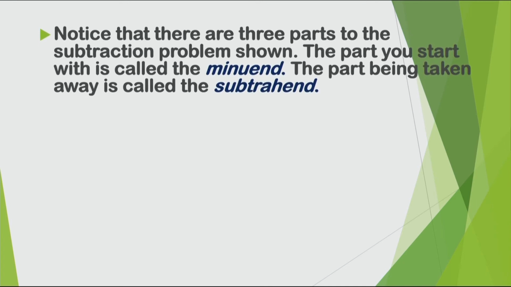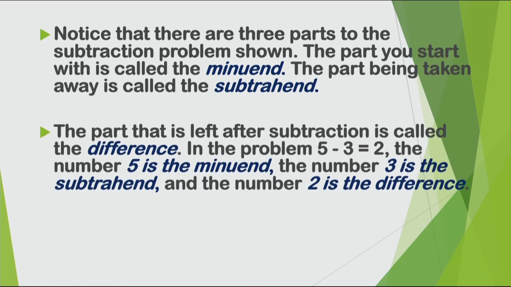So, notice again that there are 3 parts to the subtraction problem shown before. The part that you start with is called the minuend. The part being taken away is called the subtrahend, and the answer we get is the difference. Now, in the problem, 5 subtract 3 equals 2. The number 5 is the minuend. The number 3 is the subtrahend, and the number 2 is the difference. I'm pretty sure some of you are asking, where do they come from, these terms? But this is what it is. Now, the symbol we use is the one that you see on the board.